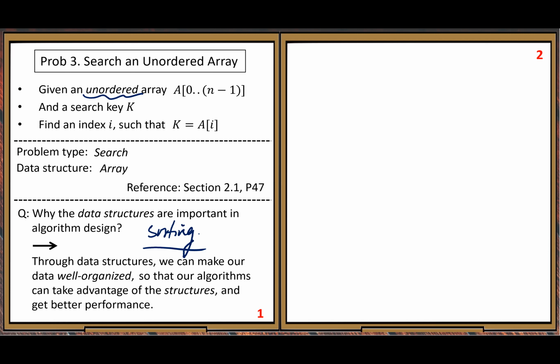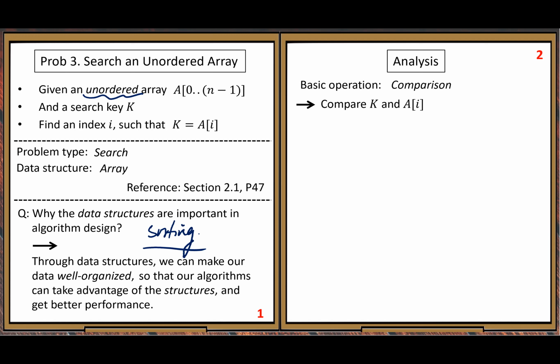Yeah. But we will see that example later. Okay. All right. So here, let's solve this problem quickly, because this is a very simple problem. Basic operation comparison.